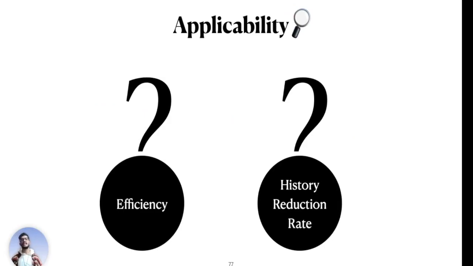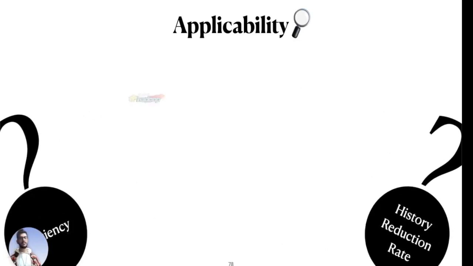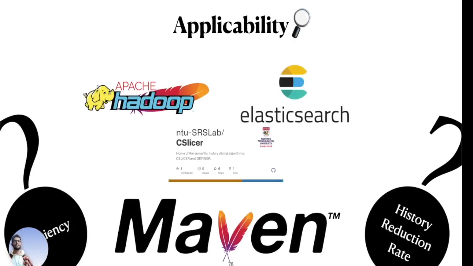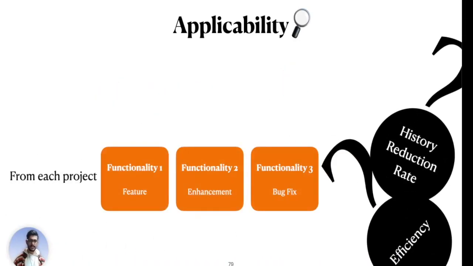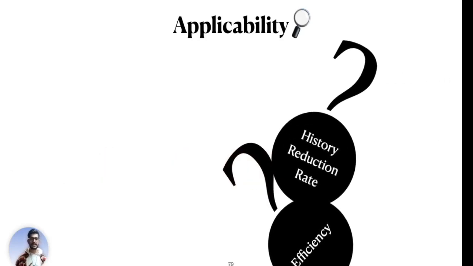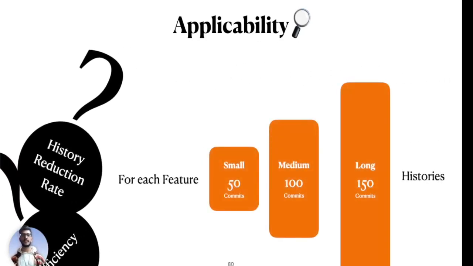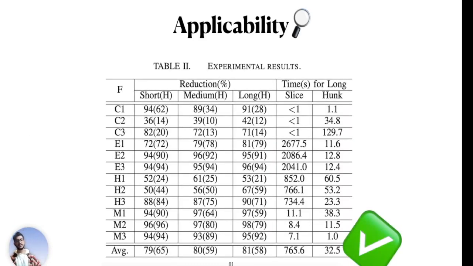The second part of the evaluation is about its applicability. They want to see how efficient is it and what's its history reduction rates. So for this evaluation, they added Project Maven on top of the other 3 projects. From each project, they chose 3 functionalities: a feature, an enhancement, and a bug fix. For each feature, they chose histories of size 50, 100, and 150 commits. And they produced these results here.